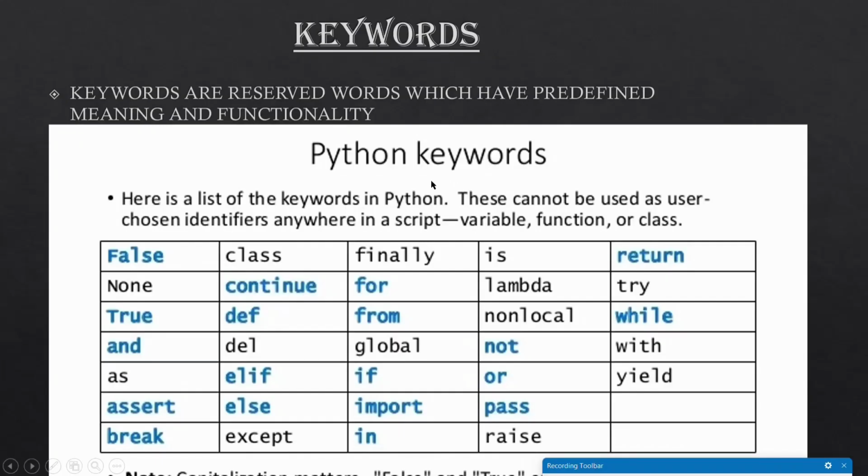So next, for Python there are various keywords. What are keywords? Keywords are the reserved words which have predefined meaning and functionality. Python contains a lot of keywords, and every keyword has a predefined meaning. Some of the Python keywords are: False, class, finally, is, return, None, continue, for, lambda, try, True, def, from, nonlocal, while, and, del, global. These are some of the Python keywords, and they have predefined meanings.